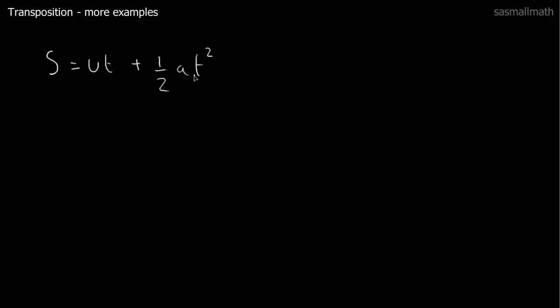So we've got this one now, which you might recognise from mechanics. This is distance equals initial speed times the time plus a half the acceleration times the time squared. And we'll transpose this for the acceleration a. So I think you can see the first thing we do is we move ut. So ut is added in, so we take it away from both sides.